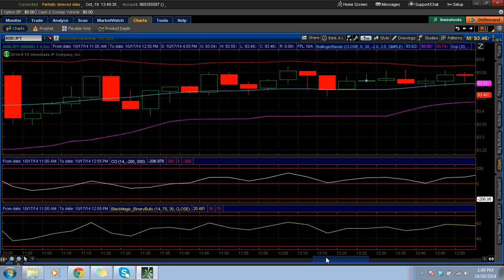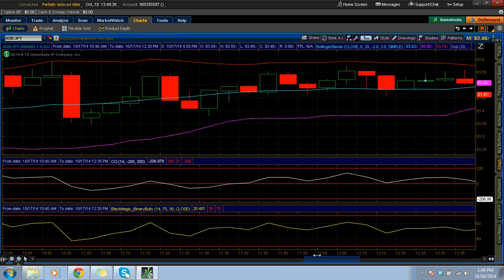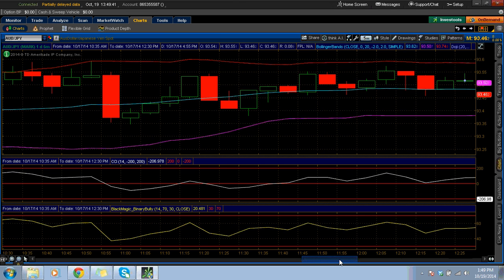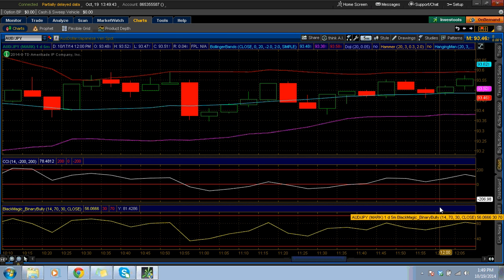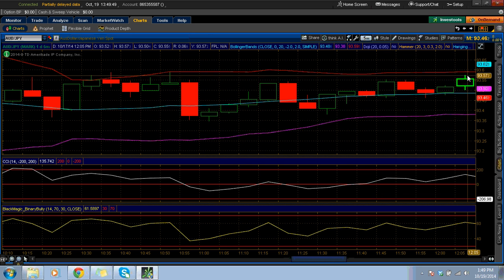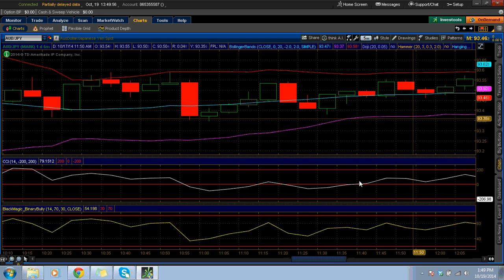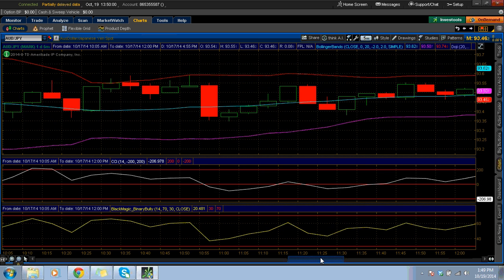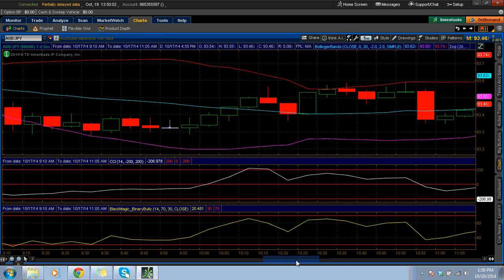Let's go back a little further here. Right here, we're in a little bit more of an expansion. It's not like super tight constriction, but I don't know. Actually, I would not suggest this trade. This isn't close enough to that Bollinger Band. It would have won, but not close enough.